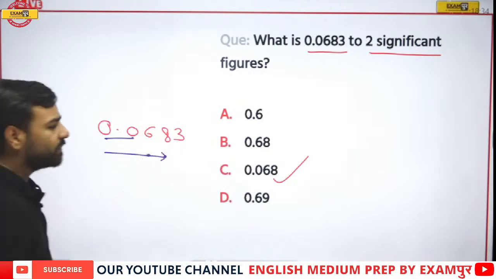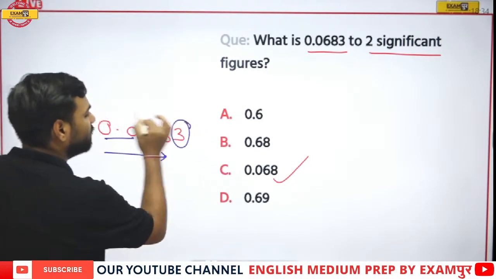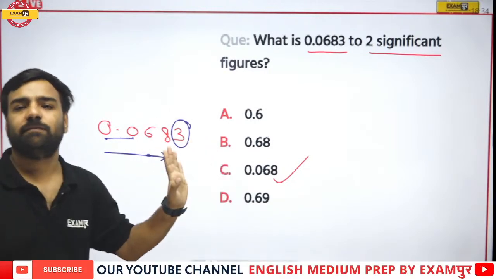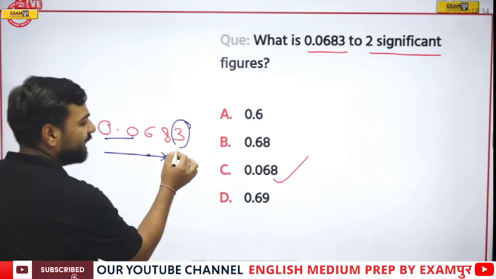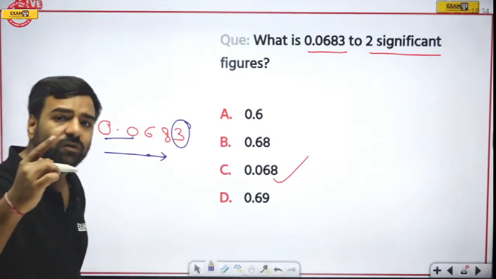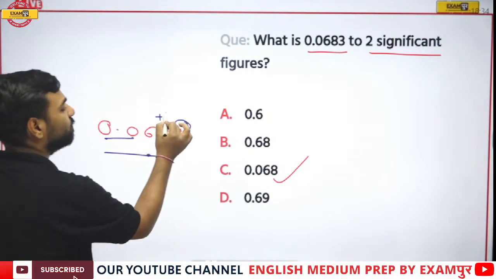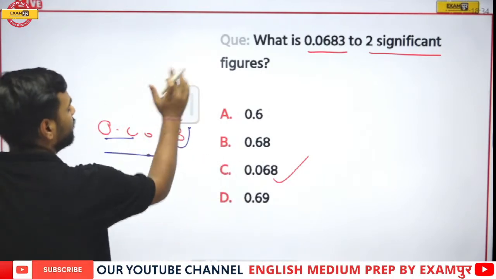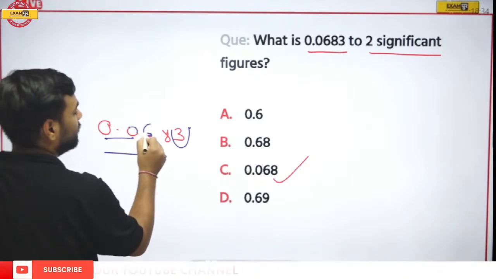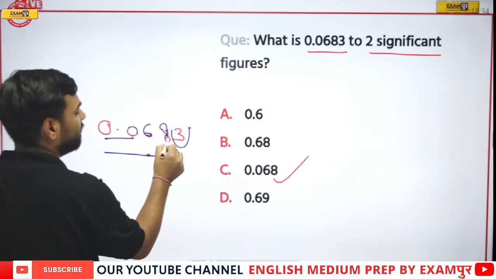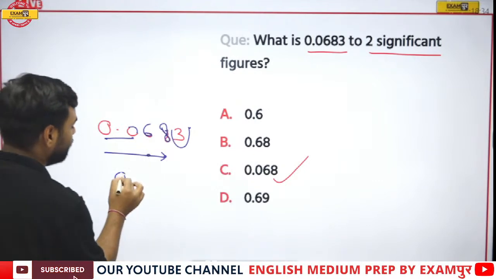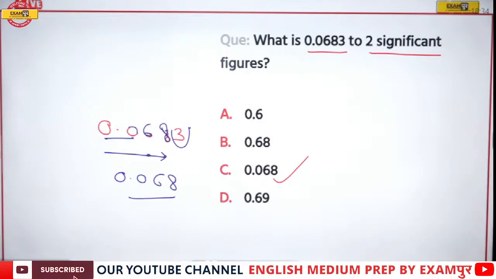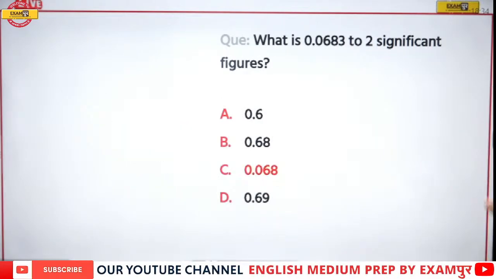But have a look, just after this 8, what we are having. If this value is lesser than 5, leave it as it is. Don't worry about that. But if it is 5 or greater than 5, then you have to do plus 1 here. Only this is the difference, nothing else. Here we are just having the value 3, which means the value is lesser than 5. So it will be 0.068. So you are absolutely correct, HR. Option C is the correct one. So HR, got my point?